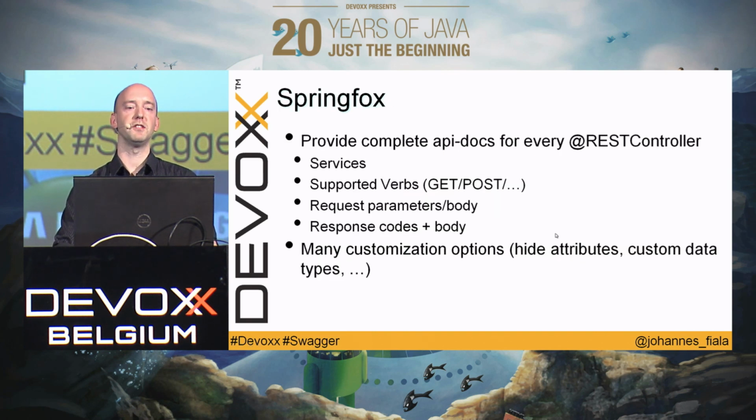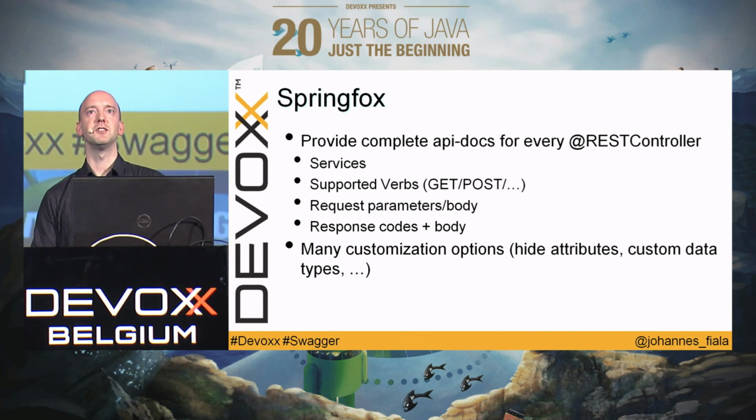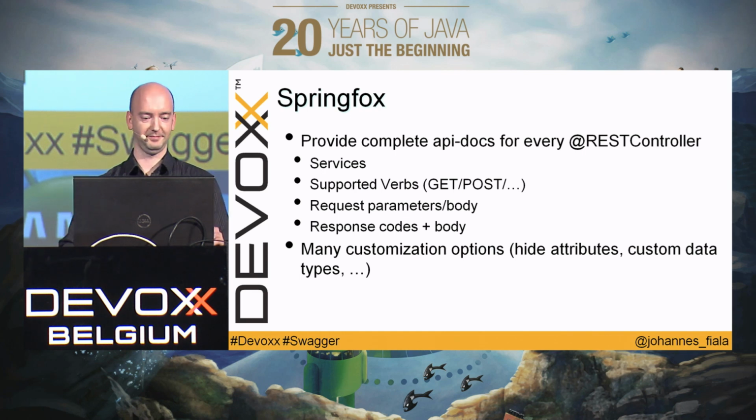A few words about the Springfox libraries. They provide complete API docs for every REST controller in your application. So for all the services, the supported verbs, for example, get, post, and so on, the request parameters and the request body, the response codes and response body, and it also provides many customization options. So it allows you to hide attributes or to provide custom data types if you need to.